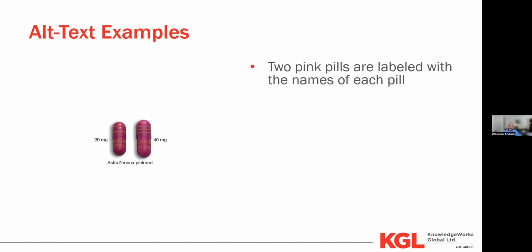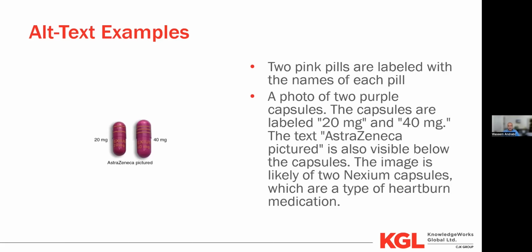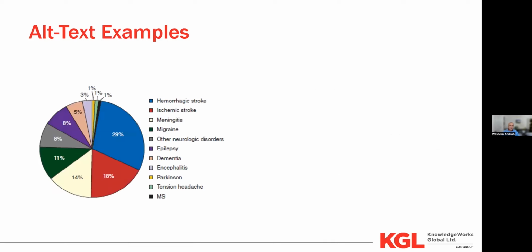This is what we thought. This is what AI was suggesting a few months ago, and this is what AI suggested now. And it actually gave more information than what was available around this illustration. Again, a subject matter expert has to review it to make sure that it's accurate and it's something that can be used. But the fact that it came up with the fact that these are Nexium capsules, which are a type of heartburn medication, surprised our subject matter experts a little bit. But it was better than some of the other results that we saw.